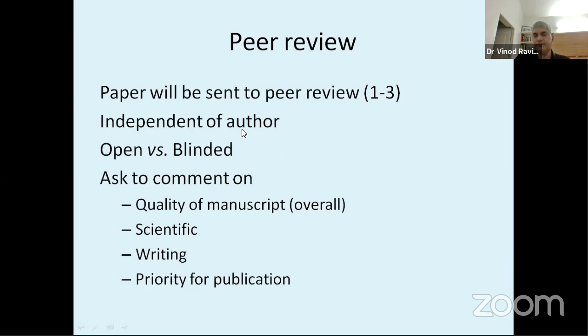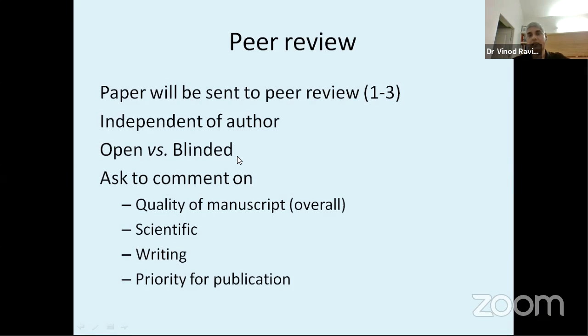Open versus blinded peer review. Yes, there are some journals which advocate the use of open peer review, meaning both the authors and the editors and the reviewers would know who's doing what. But at least a single blinded review for most practical purposes is, I believe, important.